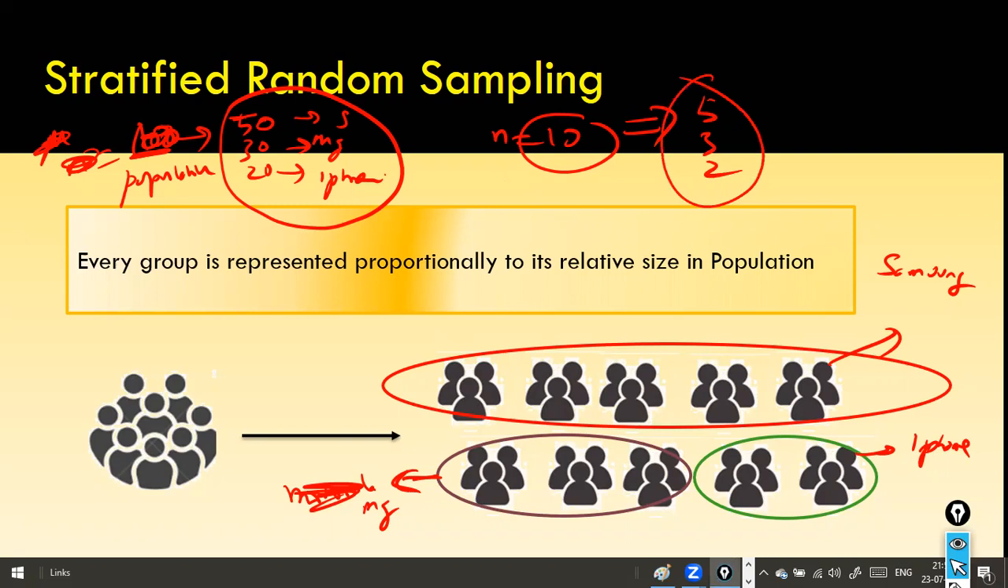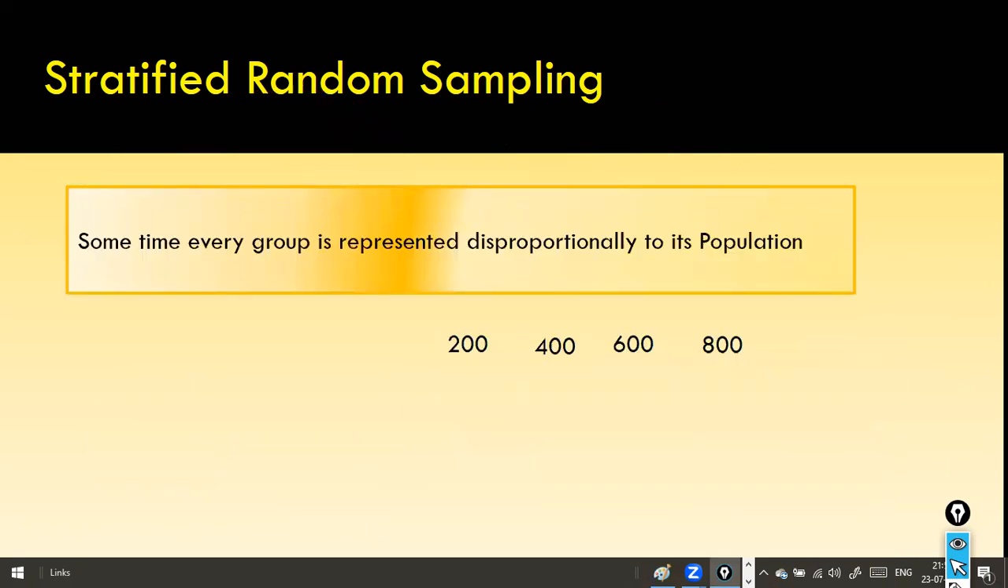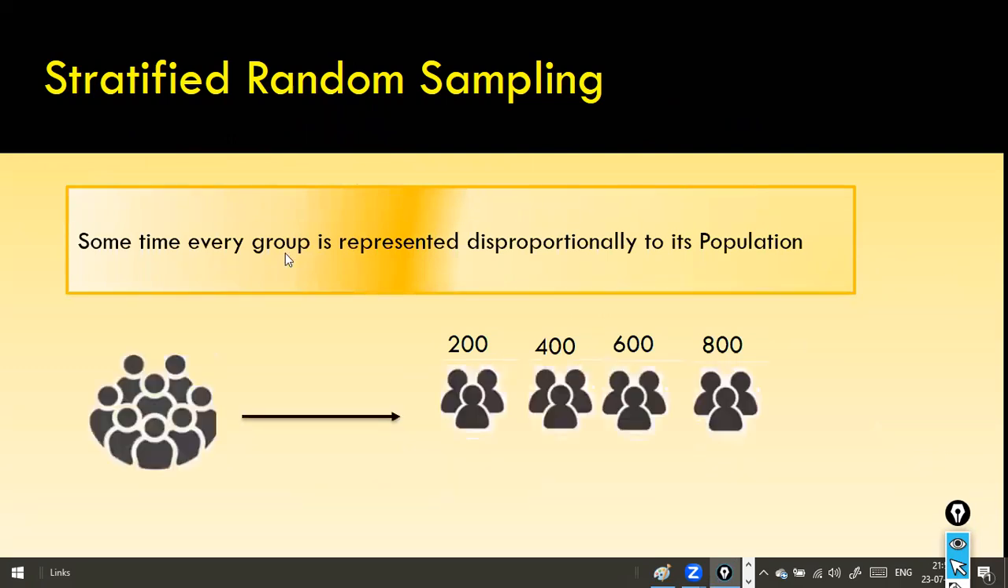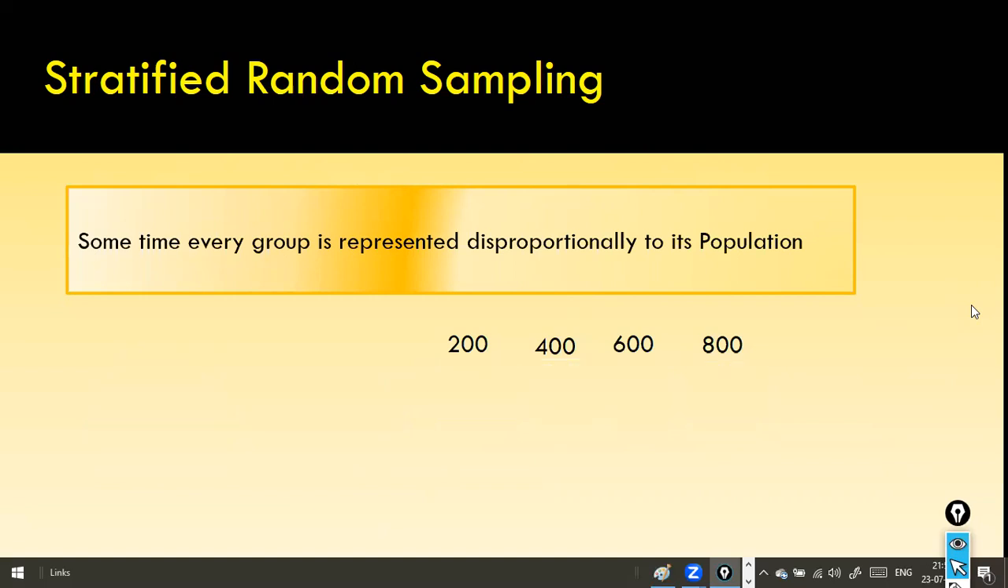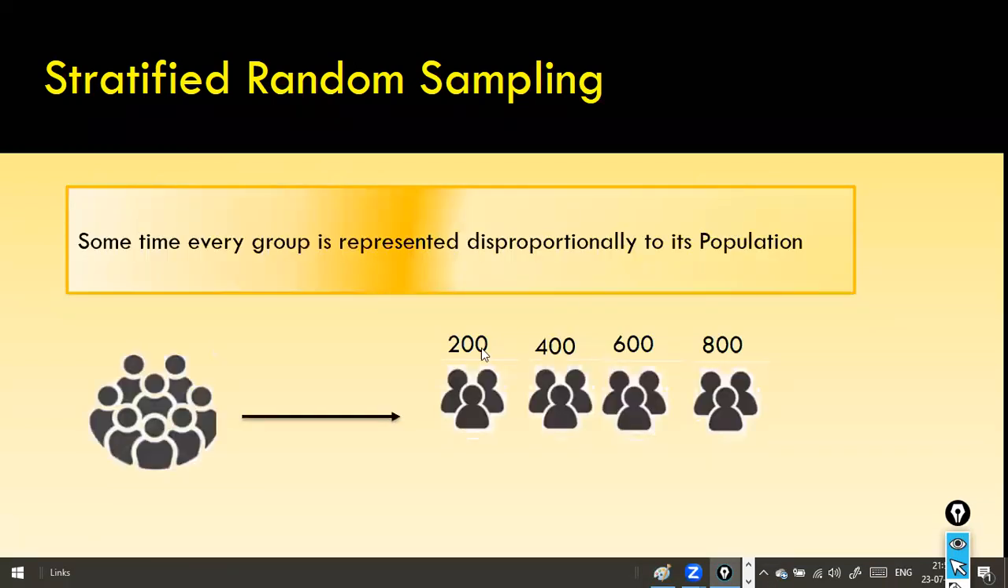And the question is, is it always mandatory? There are some cases where a group is represented disproportionately to its population. In the previous case, yes, you had 500, 300, 200, but here, say, you have 200, 400, 600, 800. With a disproportional sample, the sample need not have the same proportion as your population.